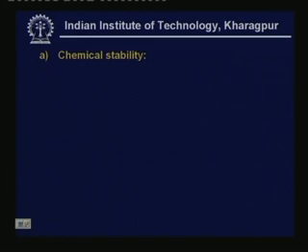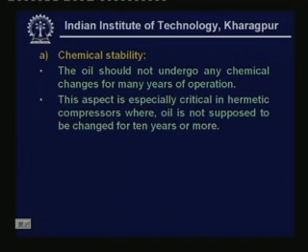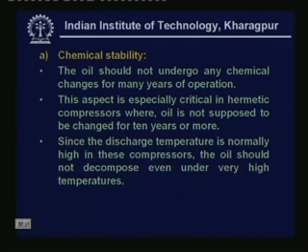Now let me quickly explain the chemical stability. Why do we require chemical stability? We require chemical stability because the oil should not undergo any chemical changes for many years of operation, and this is especially critical in hermetic compressors where you are not supposed to change the oil for many years, that means for 10 years or more. So it has to be chemically stable for almost 10 years. And another problem in hermetic compressors is that since the discharge temperature is normally high, the oil should be stable even under very high discharge temperatures.